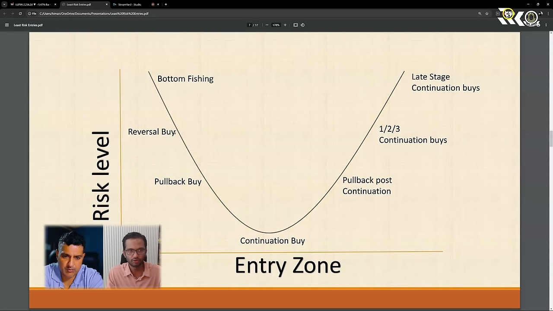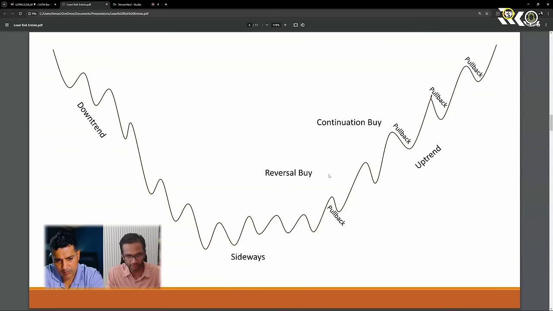Once you go for reversal buy, your risk level will decrease. On the pullback, because the stock has already broken out and is now pulling back, your risk further diminishes. Once you take a continuation buy, that's where I'm interested. The stock has proven itself. You miss out a certain portion of the move, but you are now getting in at comparatively lesser risk. So your probability of winning becomes very high.